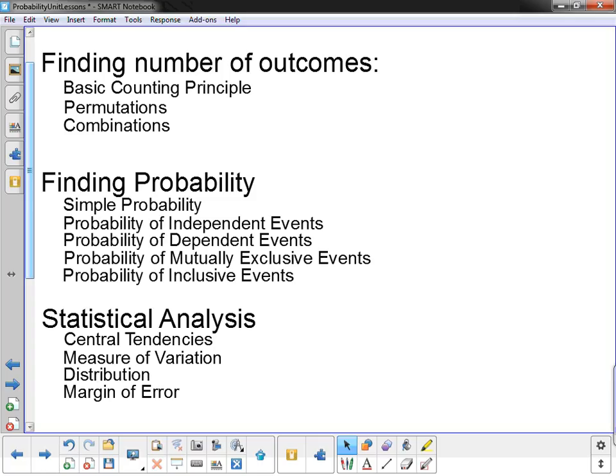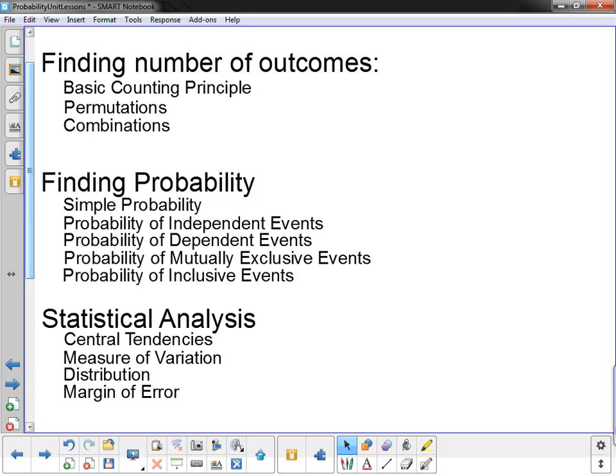So then we started talking about probability and odds. Probability is just the number of successful outcomes over the total number of outcomes. And we had the probability of failed events, which is the number of failures over the total number of outcomes. And then we had odds, which were the number of successes to the number of failures.